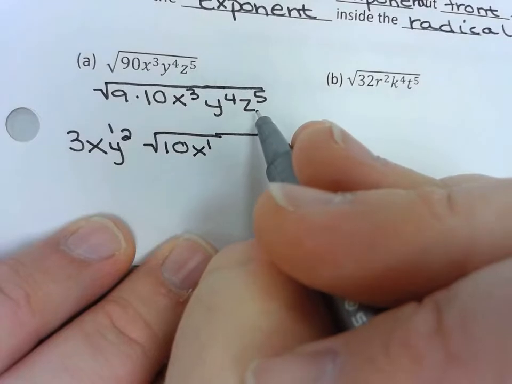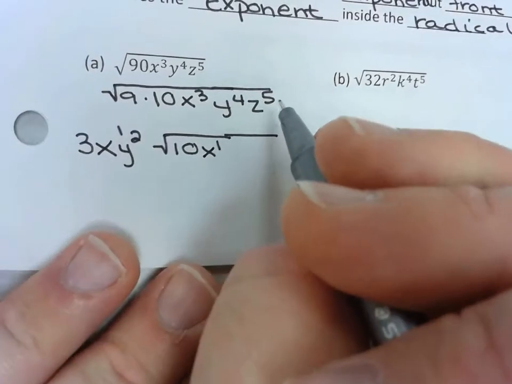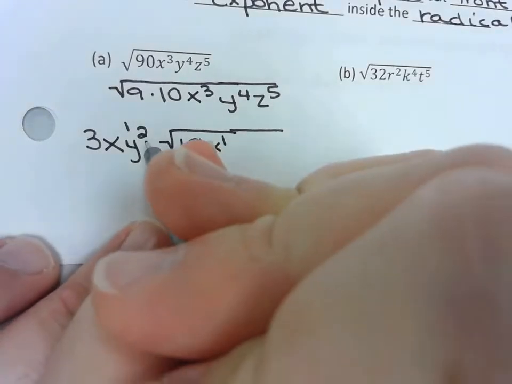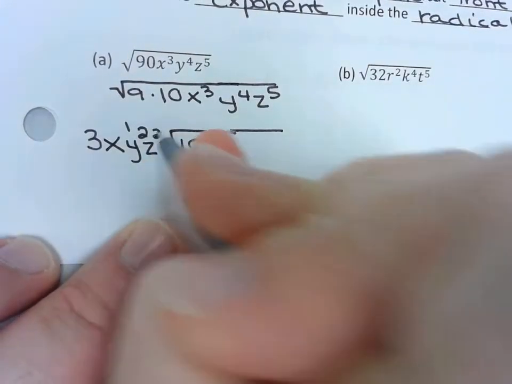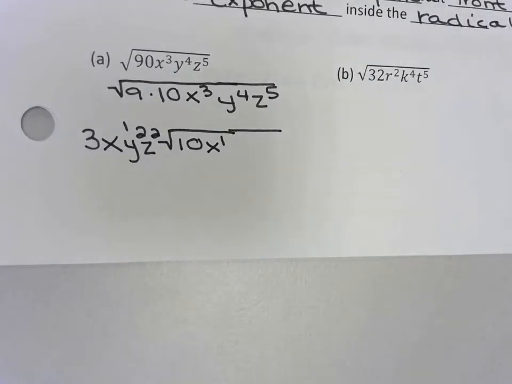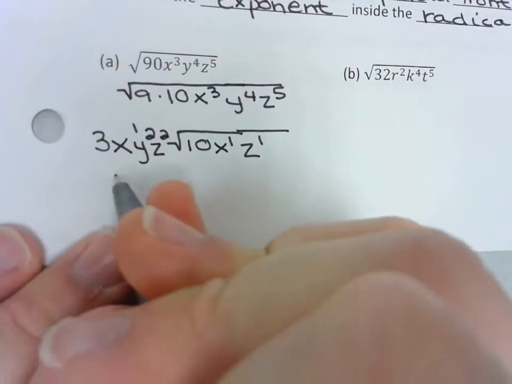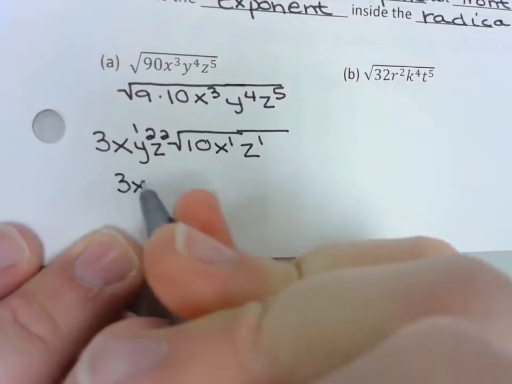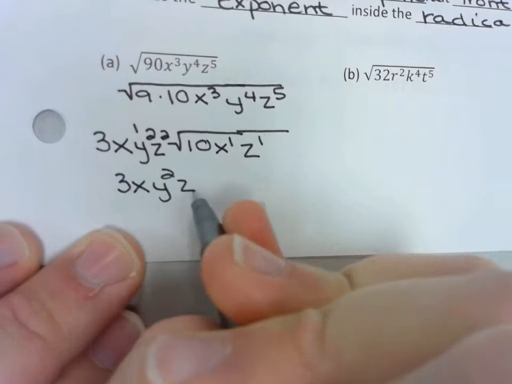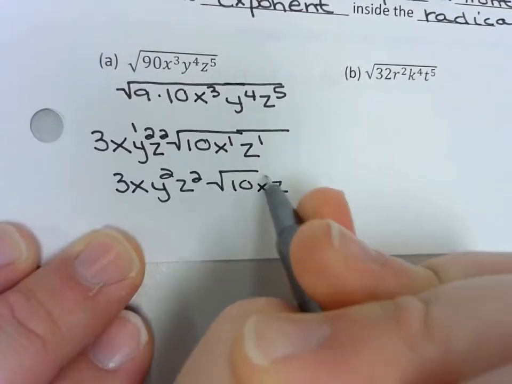Now let's look at my z to the 5th. 5 divided by 2, so how many whole times does 2 go into 5? 2. So that's my exponent out front, z squared. What is my remainder? z to the first. You don't really need the first power. So 3x y squared z squared, square root of 10xz.